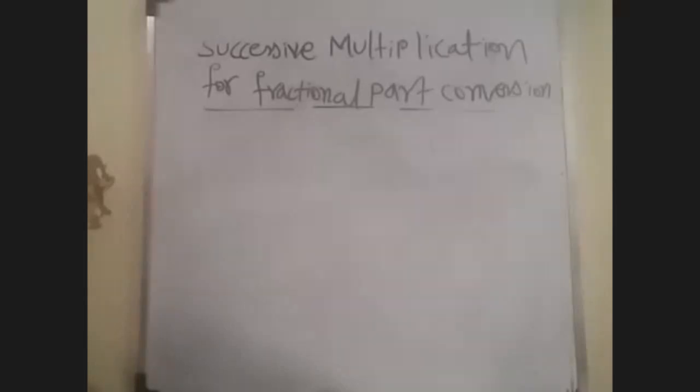The next topic is decimal to any radix. We will continue with successive multiplication for fractional part conversion. Up to now we did examples with the integral part only, right? Now if the decimal number also contains a fractional part, that fractional part will be converted to any radix. How will you convert? That is successive multiplication for fractional part conversion.